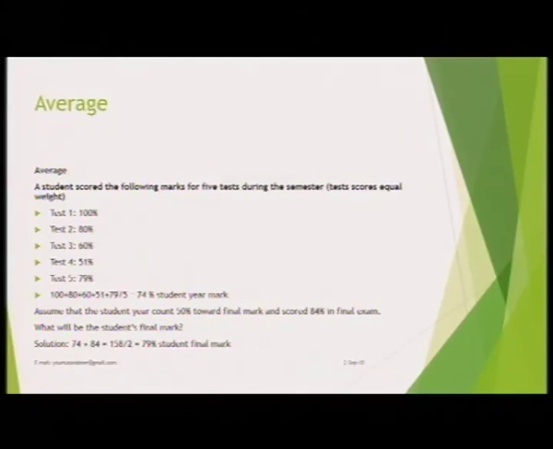Look at averages. There's a scenario that I have done. A student scored the following marks for 5 tests during a semester. Test scores are of equal weight. We have test 1, test 2, test 3, test 4, and test 5. When you are looking at an average, you must look at the count also. Test 1, you get 100 out of 100. Test 2, you get 80%. Test 3, you get 60%. Test 4, you get 51%. And of course, test 5, he gets 79%.